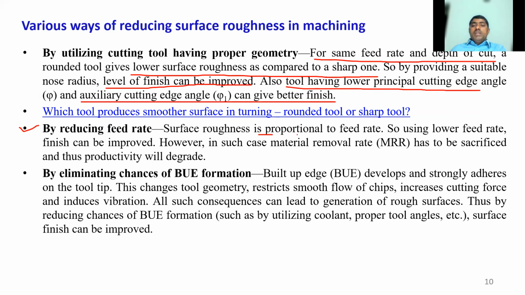Surface roughness is directly proportional to the feed rate. So using a lower feed rate, we can get a good surface finish. But we need to sacrifice the material removal rate. As the tool moves slowly, what happens? It takes more time to remove the material. So material removal rate decreases.